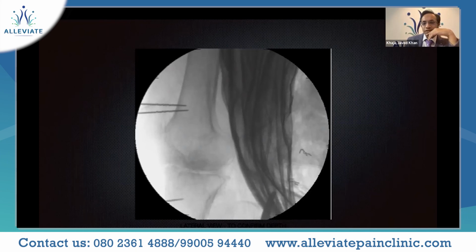So the fluoroscopy was done, but the problem with the fluoroscopic technique was that many of the time the targets were being missed, one. And second is the patient comfort was also compromised. There was a lot of pain, especially if you're using larger bone needles, which are used in the cooled radio frequency ablation.